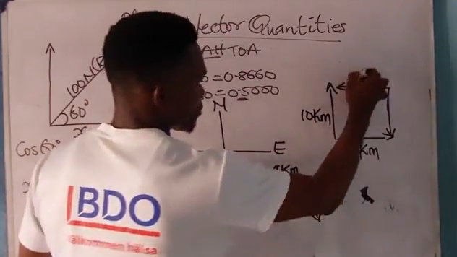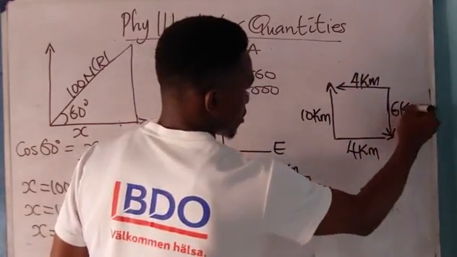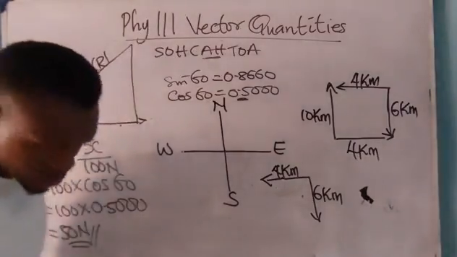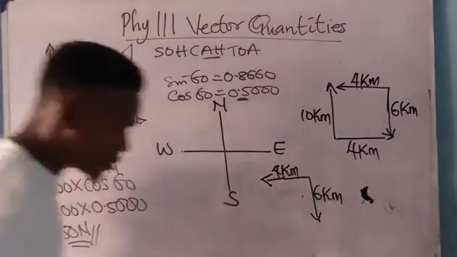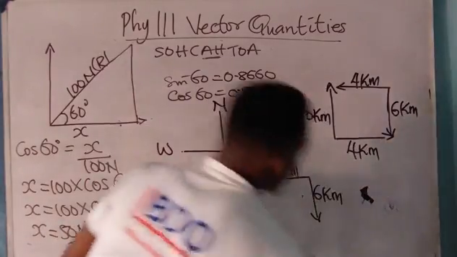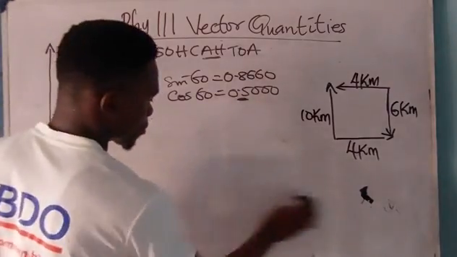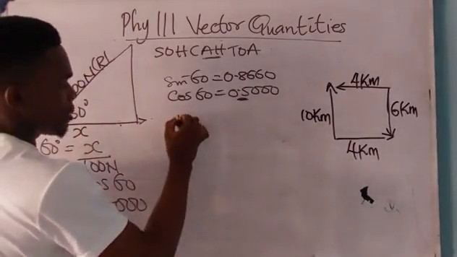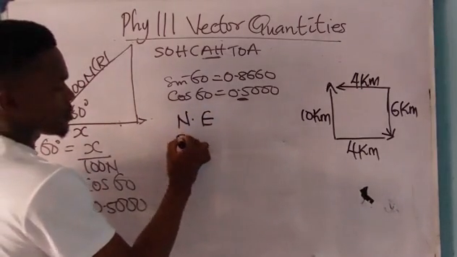So this one is 4 kilometers. So that one is 6 kilometers. So how do you now deduce the final displacement? It is very easy. This is what you're going to do. We have northeast and we have southwest.